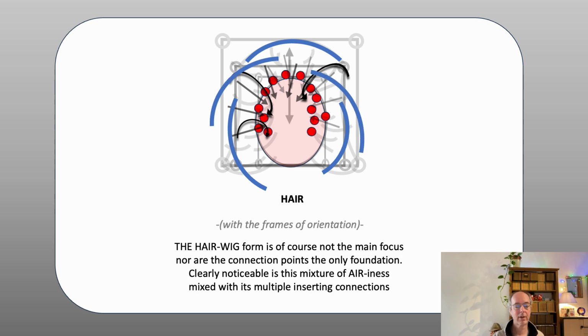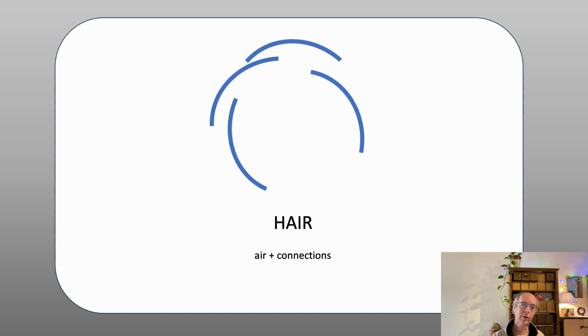As you can see, it's not the wig itself that is the hair. The hair is these connecting points in the air. It's an airiness, has to be there. So if we keep the essence together only, we have these connecting hairs in space. That is the hair. These are all the connections that are actually making out the final result of what we have as a reference point in hair.